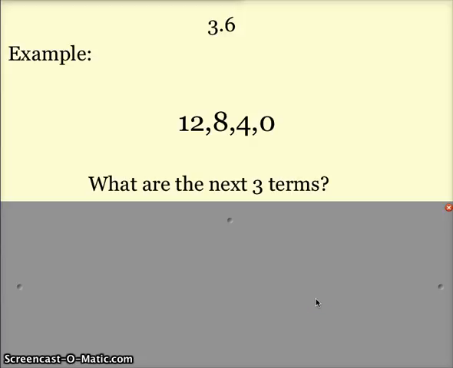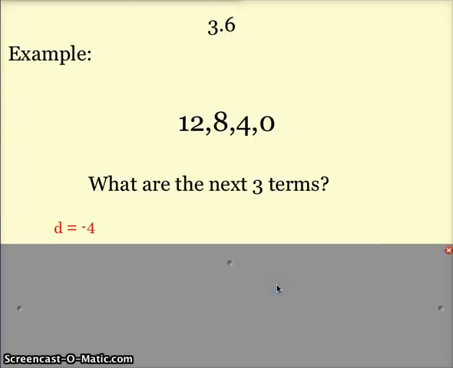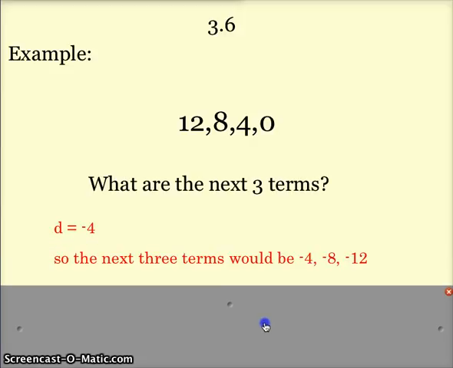Let's look at an example of an arithmetic sequence. The sequence goes from 12 to 8 to 4 to 0. Currently, you're given 4 terms. What are the next 3 terms? Well, you notice that the common difference is -4 because each time it goes down by 4. So the next 3 terms would be -4, -8, and -12.